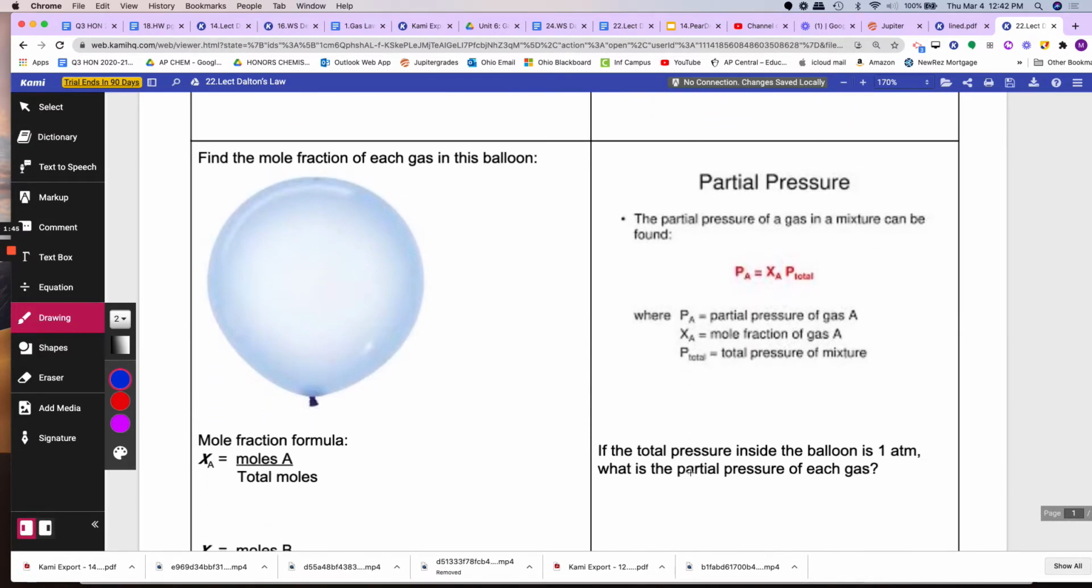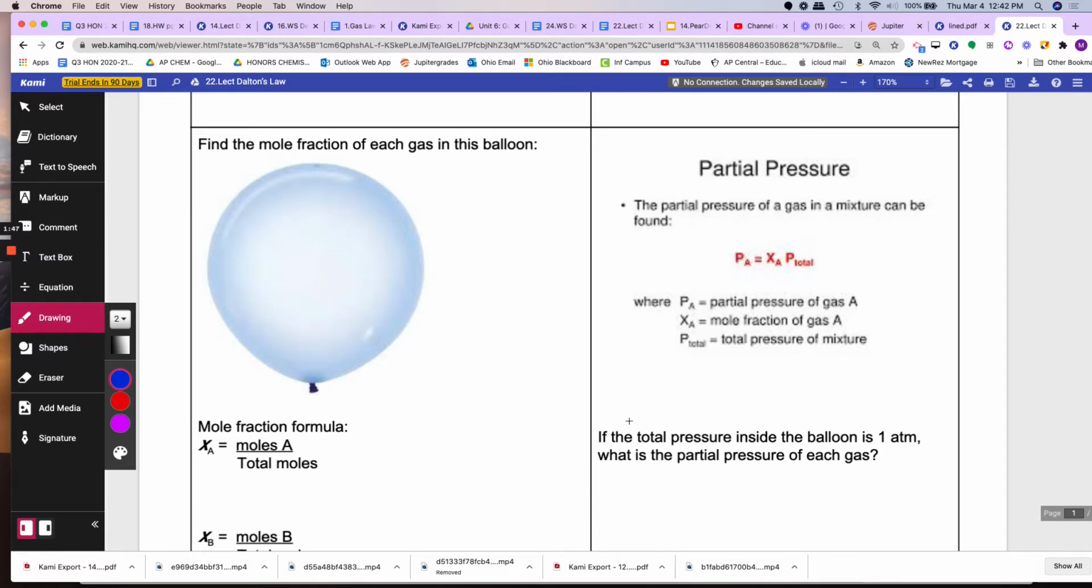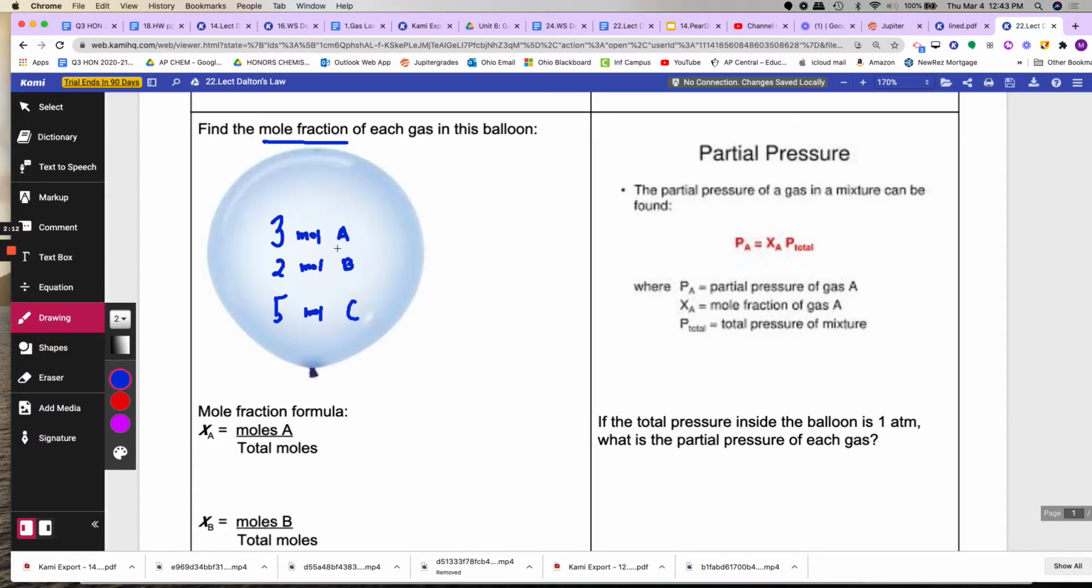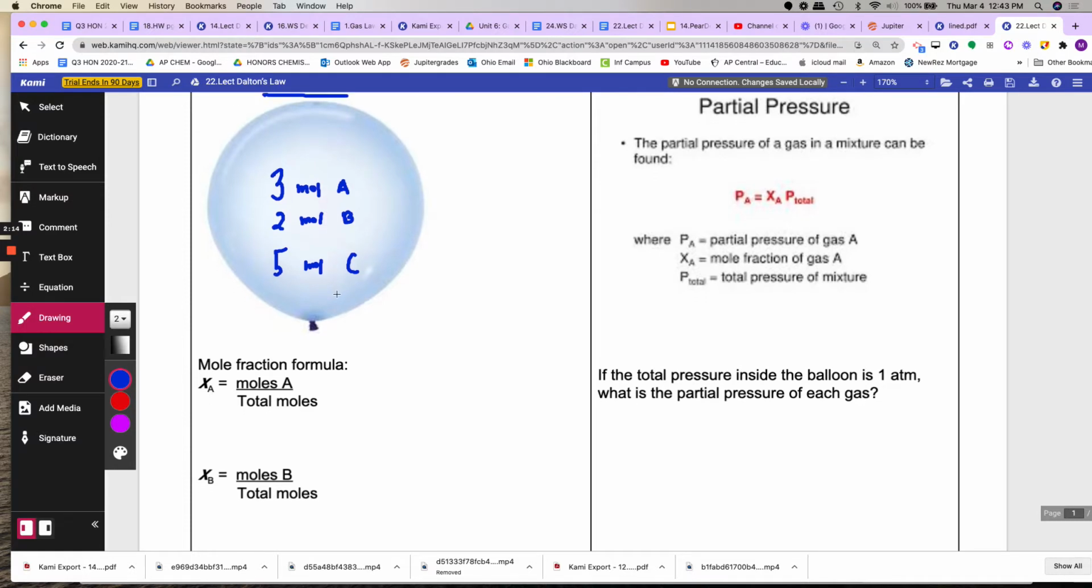There's also something called mole fraction. Okay? So the mole fraction looks like this. If I have, in this balloon, 3 moles of A, and I have 2 moles of B, I have 5 moles of C. Find the mole fraction of A, for example. Find the mole fraction of each substance.